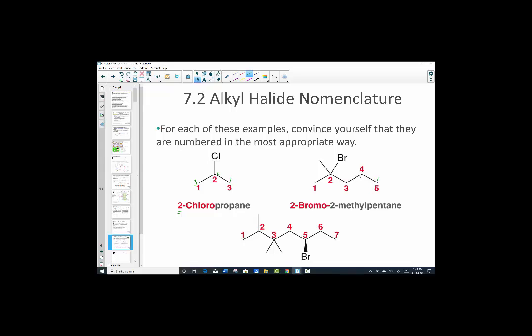However, in this example, if I numbered right to left instead of left to right, I would have had 4, 4 instead of 2, 2. The lower number wins. And then we alphabetize. So 2-bromo, 2-methylpentane lists those substituents with the lowest possible number, as well as alphabetically.